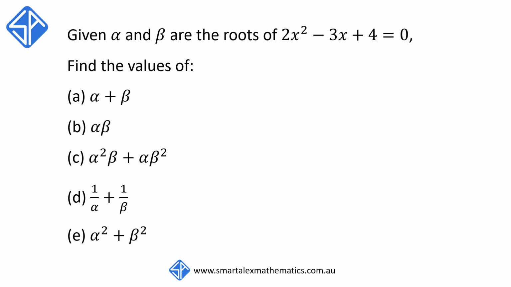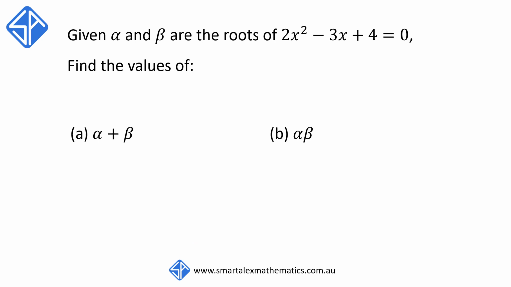In this video, we're going to look at how to use the relationship between the roots and the coefficients of a quadratic equation to help us evaluate the following expressions. Given that alpha and beta are the roots of the quadratic equation 2x squared minus 3x plus 4 is equal to 0, we want to find the values of alpha plus beta and alpha beta.